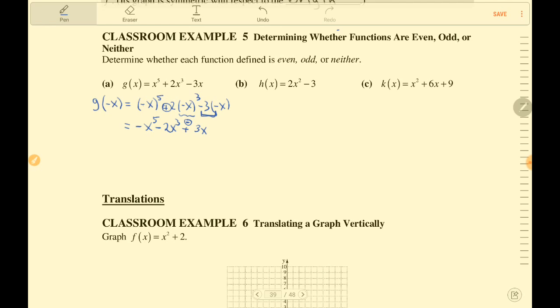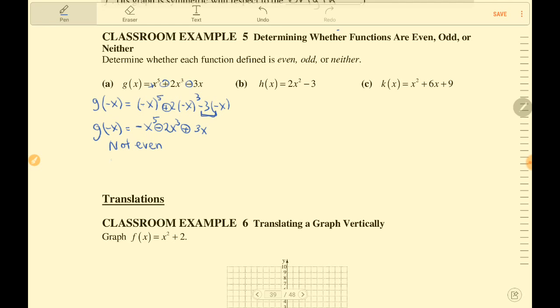So let's see if g of negative x is the same as g of x. Okay, so we can see there's a negative here, there's a positive here, so that's not the same. Negative here, positive here, not the same. Positive here, negative here, not the same. So this thing is not symmetric to the y-axis, and it is not even. Okay, so A is not even.